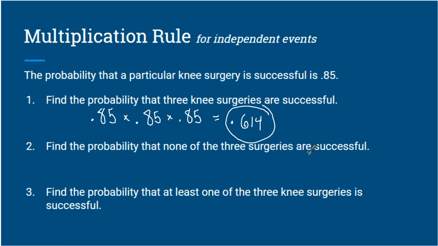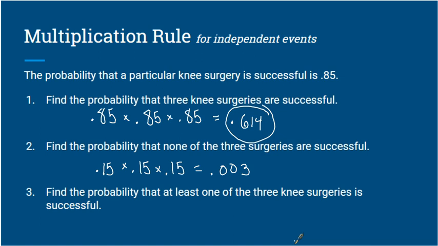If I want to find the probability that none of the 3 surgeries are successful, this is where we have to use the complement rule. So if the probability that it is successful is 0.85, the probability that it is not successful would be 0.15. So I'm going to multiply that 3 times because I want not successful, not successful, not successful. And when I multiply 0.15 times 0.15 times 0.15, I get 0.003. All right, so that is the probability of 3 people having this surgery and none of them being successful.